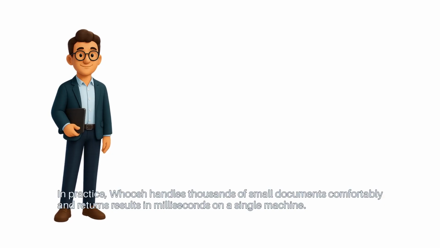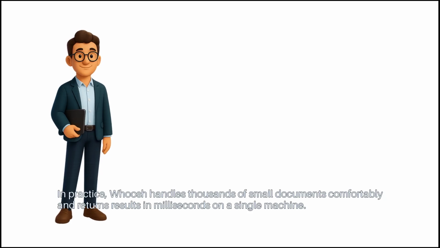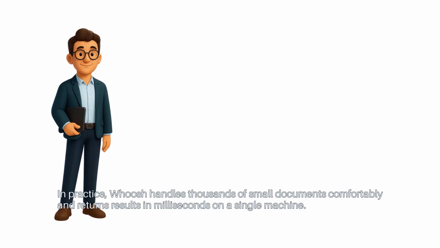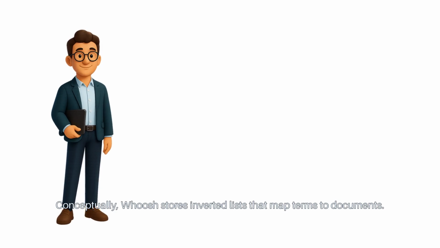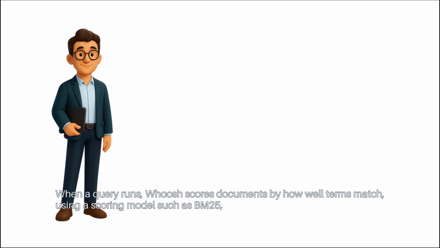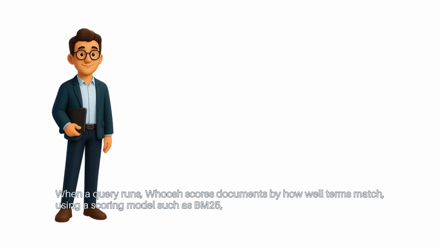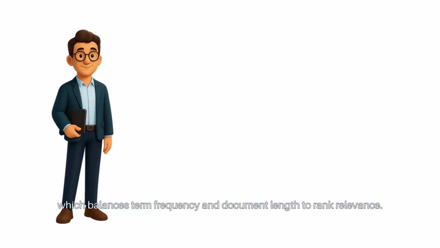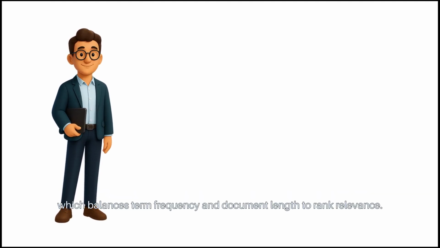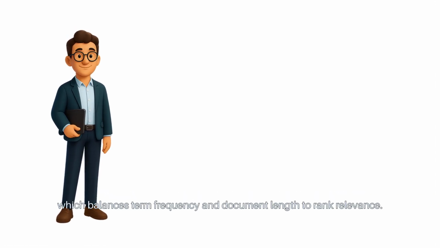In practice, Whoosh handles thousands of small documents comfortably and returns results in milliseconds on a single machine. Conceptually, Whoosh stores inverted lists that map terms to documents. When a query runs, Whoosh scores documents by how well terms match, using a scoring model such as BM25, which balances term frequency and document length to rank relevance.